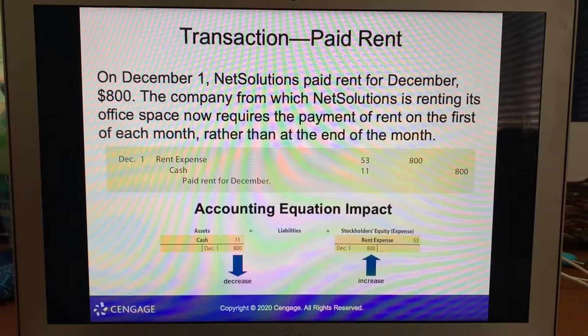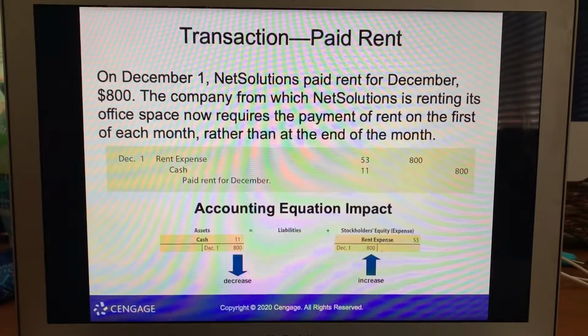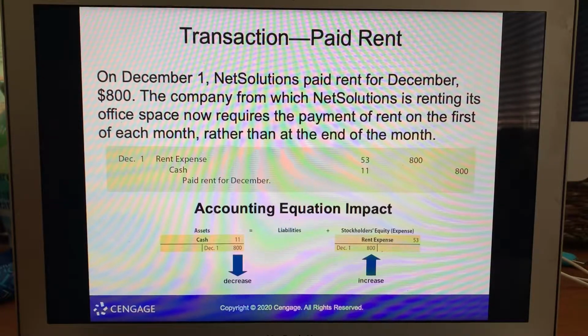It says on December 1, NetSolutions paid rent for December for $800. So the journal entry will say December 1. Rent expense will be debited for $800. Cash will be credited for $800. Don't forget the 53 is a reference to the 53rd account, and 11 is a reference to the cash account.